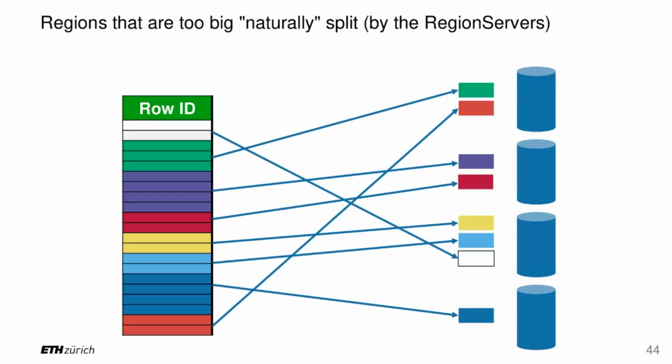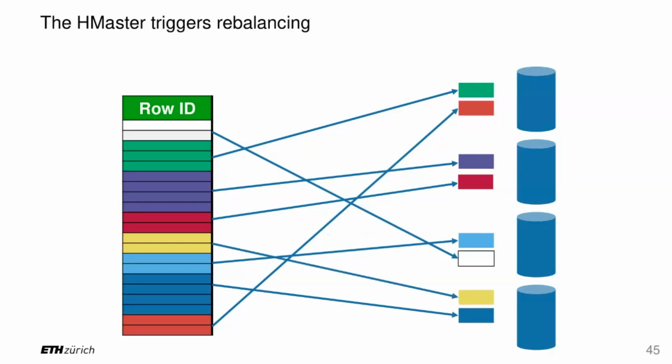Okay. So now we split, and what's going to happen is that this region server has too much to do. It has too many regions that it's responsible for. What do you think we are going to do? Exactly. We just change the responsibility. For example, the HMaster might say, from now on, you are no longer responsible for the yellow region. The responsibility of it is transferred to this other node.